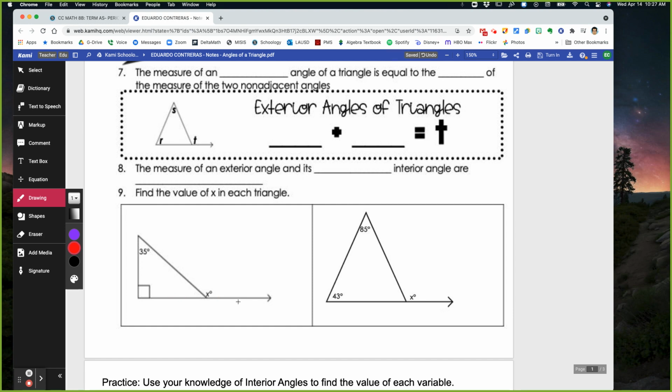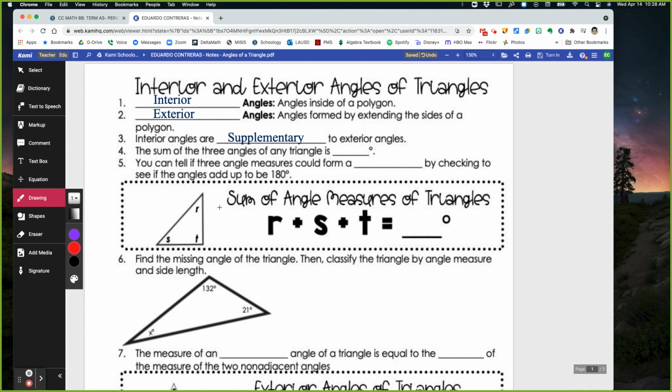I'm just going to erase that. I don't need it. But I just wanted to show you what they're talking about in this statement. Interior angles are supplementary to exterior angles. Okay? Now, let's move on to number 4.